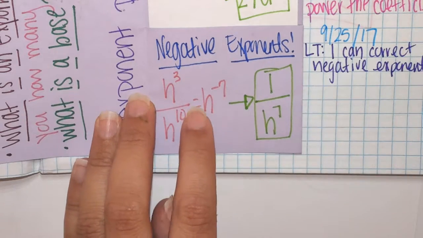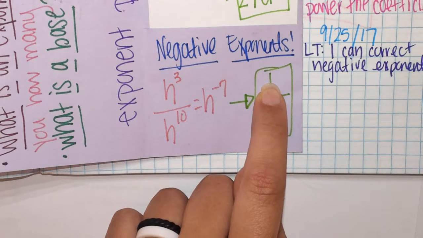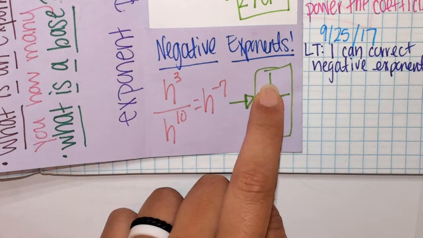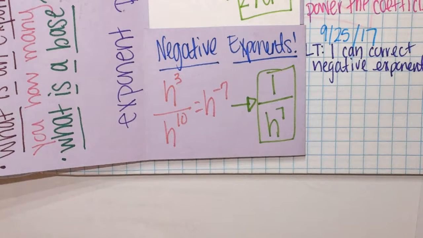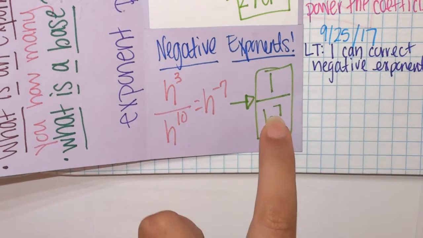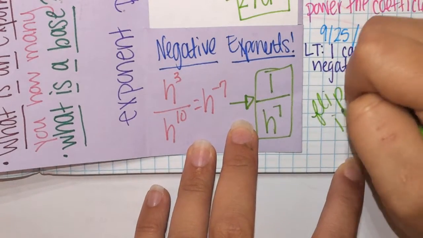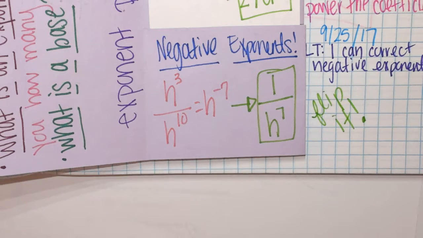If I had a 4 in front of it, that 4 would stay on top because the 4 doesn't have the negative exponent. So it depends on the problem. But the variable is going to go on the bottom. Correct. All right, so I can correct negative exponents. And how do we correct negative exponents? What did we do? Flip it. So let's write that. Flip it.